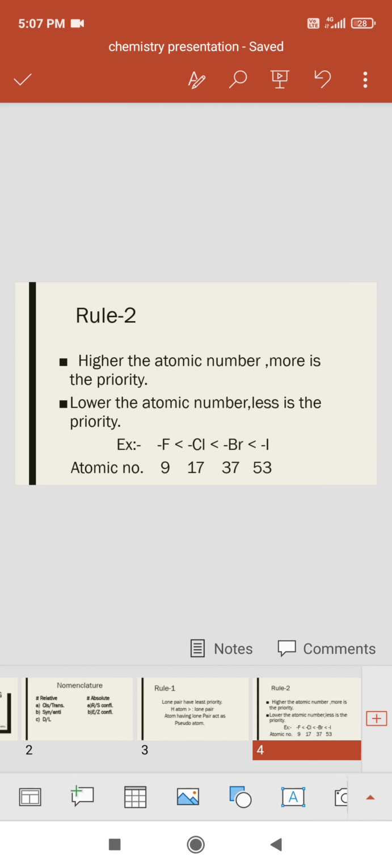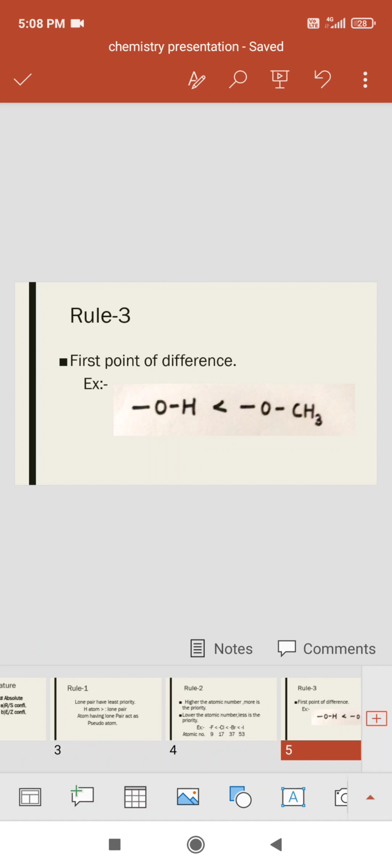Rule 2 is: the higher the atomic number, the more the priority; the lower the atomic number, the less the priority. Simply we can say that atomic number is directly proportional to the priority of the group. See the example. In this case, these four belong to the same group having different atomic numbers. The atomic number of iodine is the maximum and fluorine the least, so iodine gets the most priority and fluorine gets the least priority.